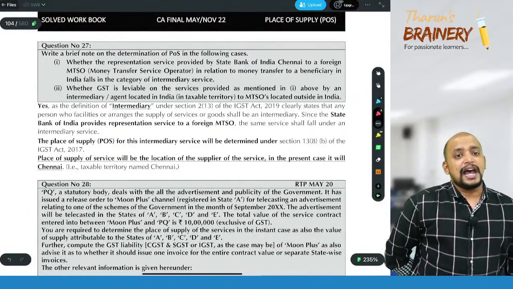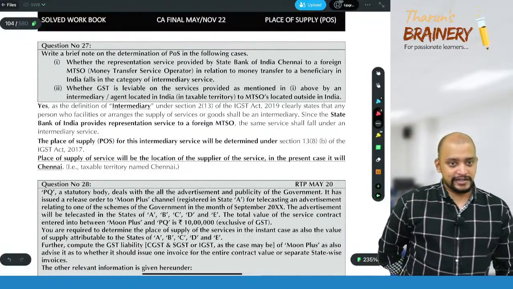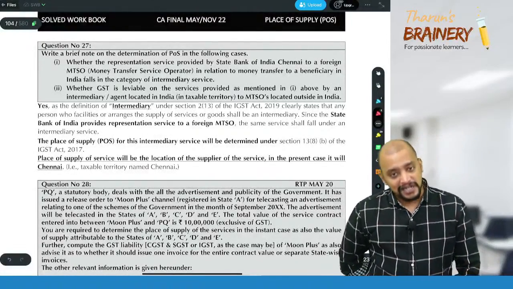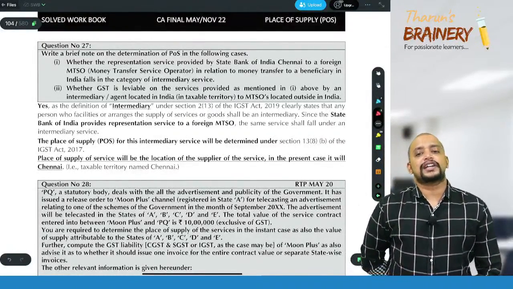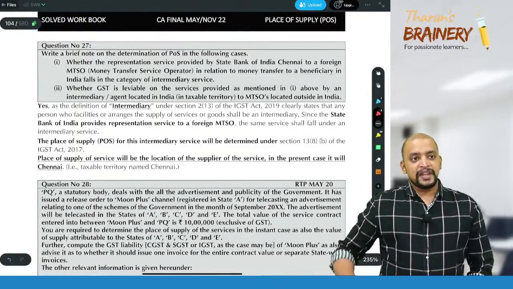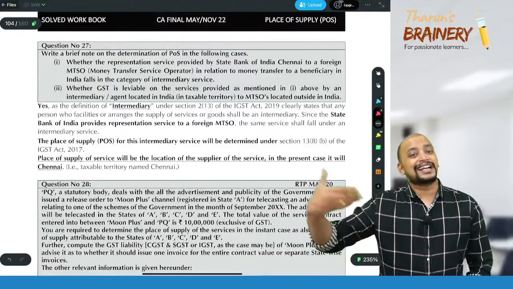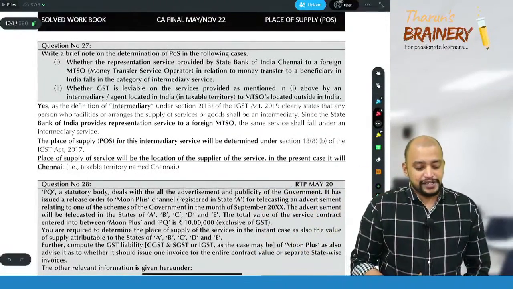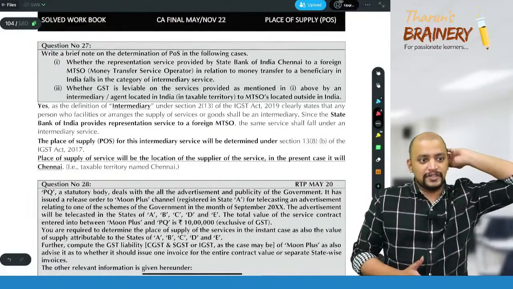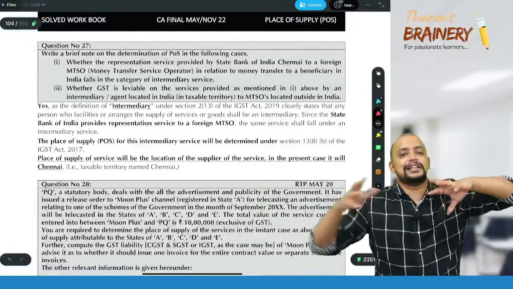Okay. Can't we treat it as banking and other financial services? No, it is not banking and other financial service. It is intermediary service only. It will not come under banking and other financial services, because they are not providing the services to the customer, they are providing services to the person outside India. You understood or not? They are not providing the services to a customer in India, they are providing services to a person outside India.